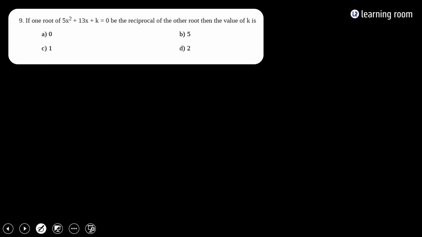This is a good one. If one root of this be the reciprocal of the other root, then the value of k is. If one root is alpha, the other root will be 1 by alpha. Correct? So, what is alpha plus 1 by alpha equal to? Minus 13 by 5.